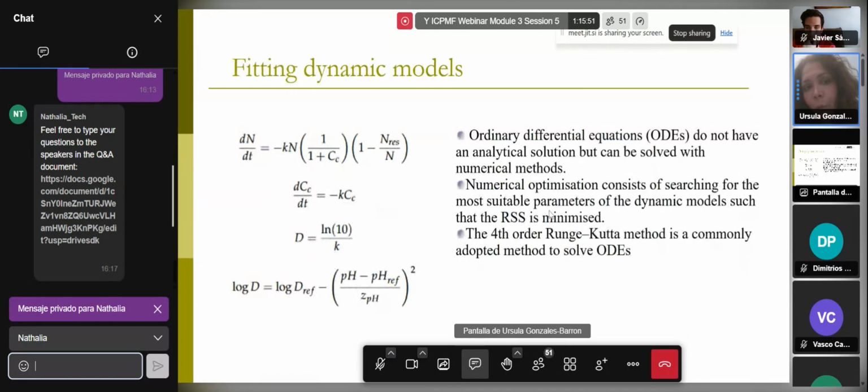And how do we solve these models? We have to use ordinary differential equations, and these equations can be solved. There are different methods. We recommend the fourth order Runge-Kutta method.